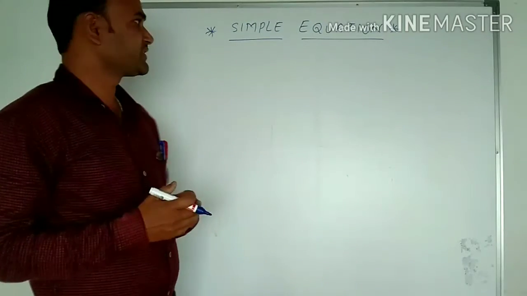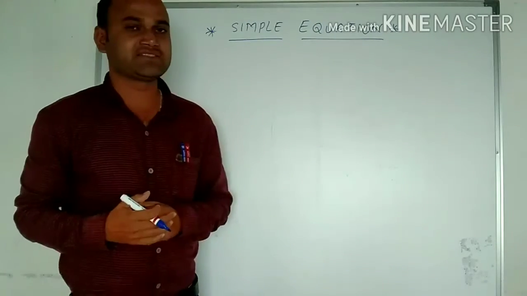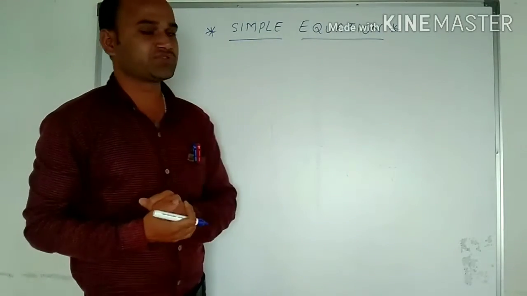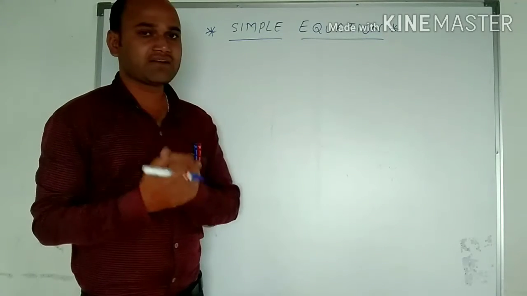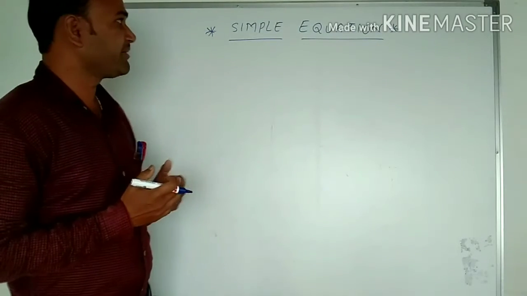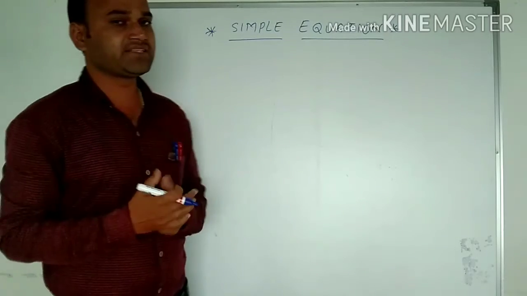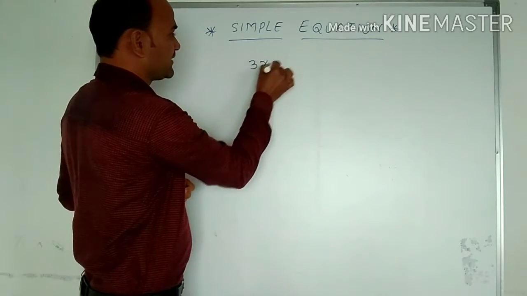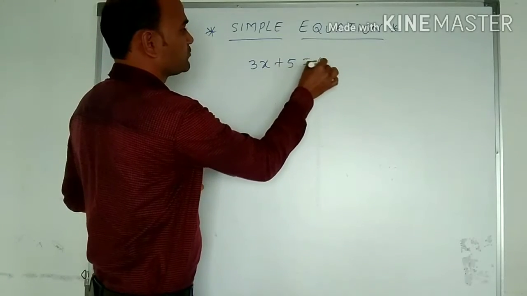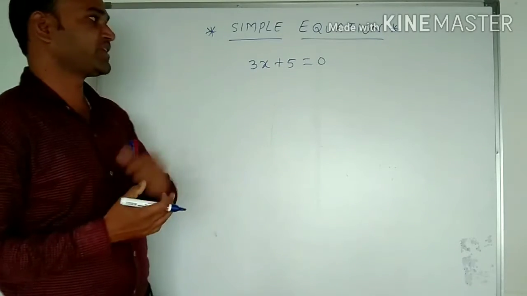Today we are going to discuss the 7th standard mathematics lesson, that is simple equations. What do simple equations mean? We know that in an equation there are many things we have seen. Suppose one of the equations we can see here is 3x plus 5 is equal to 0. This is one of the equations.